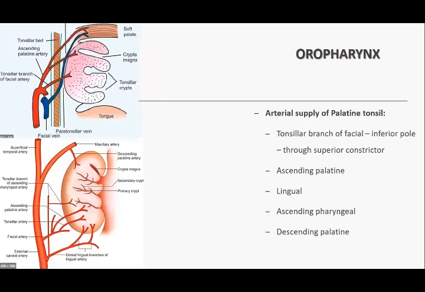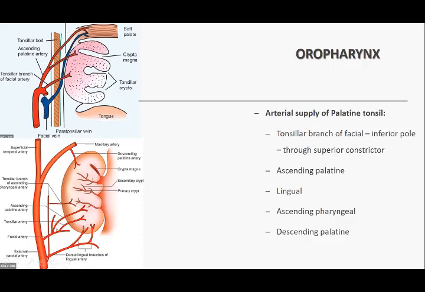Arterial supply हमने बात की थी. ये facial है. So this is the tonsillar branch of the facial. Ascending pharyngeal की branch है. ये ascending pharyngeal की branch है. This one. उसके अलावा ये ascending palatine है. You have the descending palatine artery, maxillary की branch है, and then over here lingual की भी branch आ रही है. Okay.